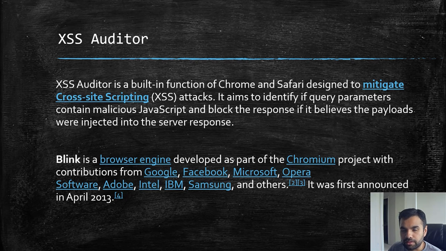Now the only difference is that this one is not on top of the browser layer. Instead, XSS Auditor is actually built into the browser engine, which is called Blink. Blink is a browser engine developed as part of the Chromium project with contributors from Google, Facebook, Microsoft, Opera Software, Adobe, Intel, IBM, Samsung, and others. It was first announced in April 2013. So this is how the XSS Auditor works differently.